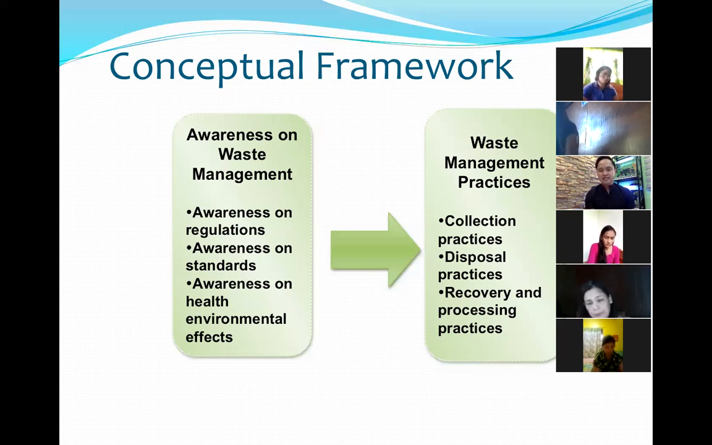So again, on the left side is your independent variable. Your right side is your dependent variable. As the term implies, the dependent variable is dependent on the independent variable. This means that changes that occur in the dependent variable are caused by the independent variable. Did you get that? Example, academic performance of the students is an example of a dependent variable.